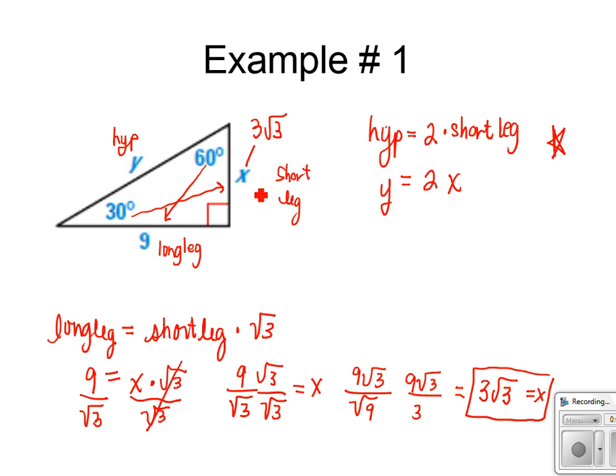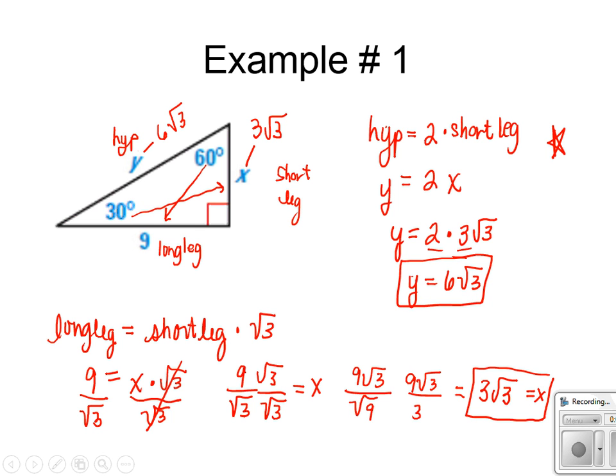Now we know our short leg, so we can plug our x value back into this equation and find our hypotenuse. So y would equal 2 times 3 square roots of 3. Remember, we can multiply those numbers. And so y would be 6 square roots of 3. So the hypotenuse would be 6 square roots of 3. All right, so we have found our short leg and our hypotenuse.